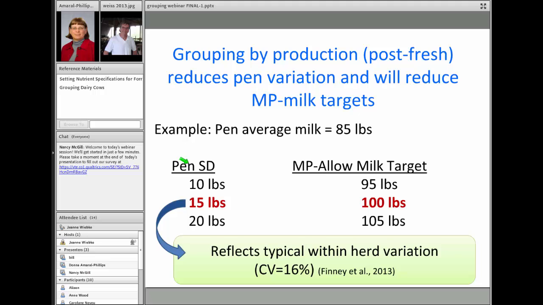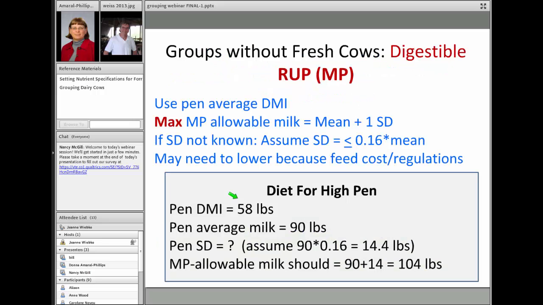So if I had a pretty tight herd or pretty tight pen, I'm going to formulate to 95 pounds. If it's a little more diverse, I'm going to formulate to 100 pounds instead of 85. And if it's really diverse, I'm going to formulate to 105 pounds. So the more diversity in your pens, the more you have to over-formulate, which is a good reason you try to keep milk yields relatively similar within a pen.